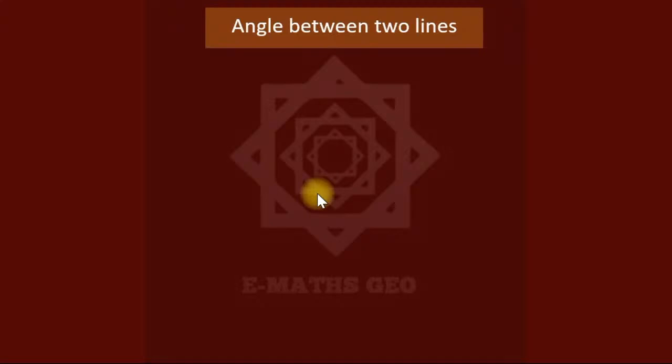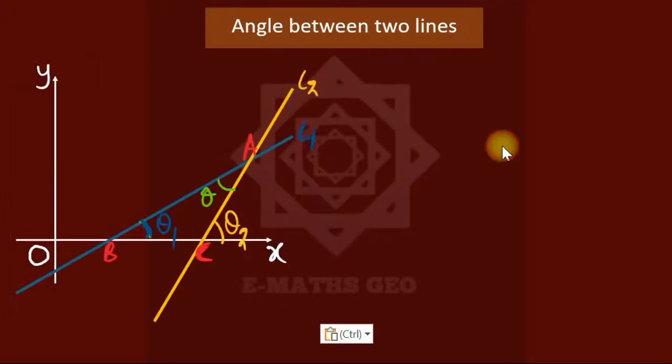Now the angle between two lines. We're going to get a formula for the angle between two lines. So first of all, let's draw the two lines and the angles each line makes with the x-axis. Okay, we have two lines, L1 and L2. Assume theta1 is the angle made by line L1, and theta2 is the angle made by line L2. We want to find theta, which is the angle between L1 and L2, the two lines.